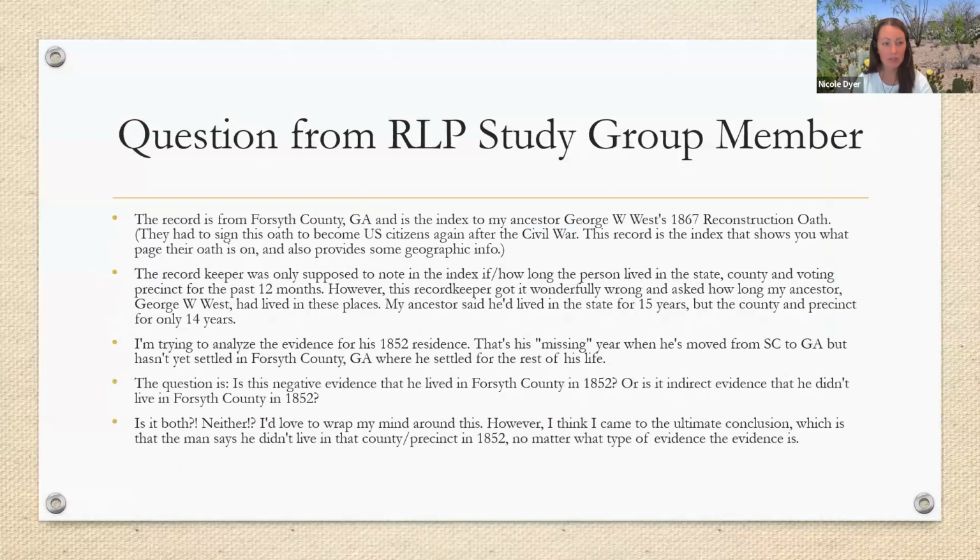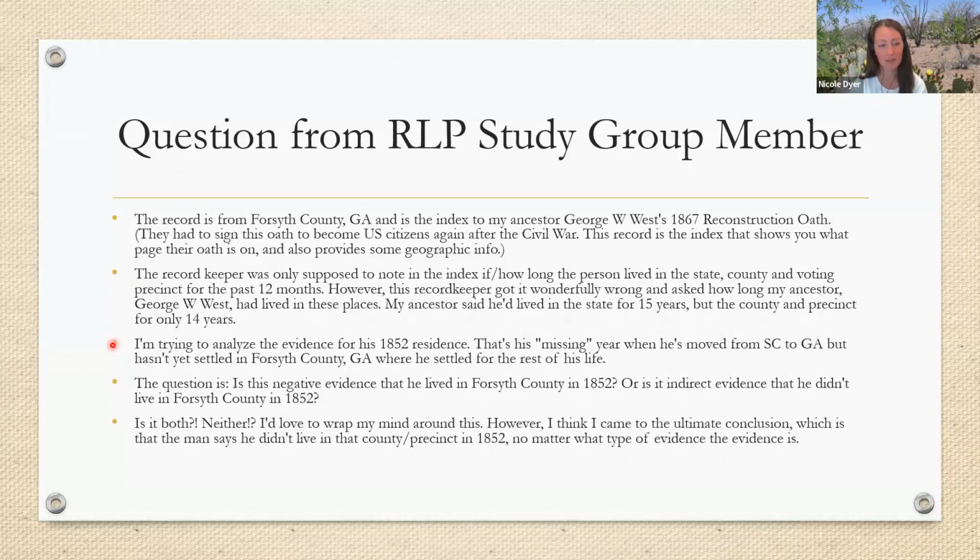So the question is, this record is from Forsyth County, Georgia, and is the index of my ancestor, George W. West, 1867 Reconstruction Oath. They had to sign this oath to become U.S. citizens again after the Civil War. This record is the index that shows you what page their oath is on and also provides some geographic info. The record keeper was only supposed to note in the index if and how long the person lived in the state, county, and voting precinct for the past 12 months. However, this record keeper got it wonderfully wrong and asked how long my ancestor, George West, had lived in these places. My ancestor said he'd lived in the state for 15 years, but the county and precinct for only 14 years. And isn't it wonderful when you get a little more information than you were expecting?